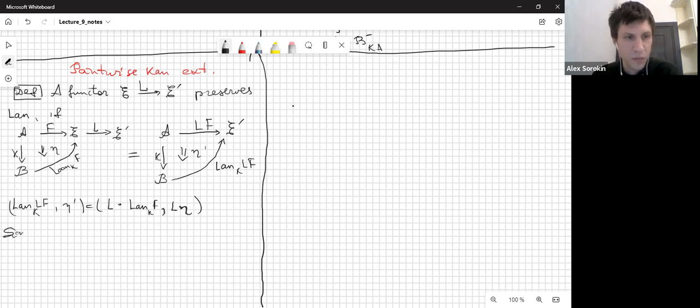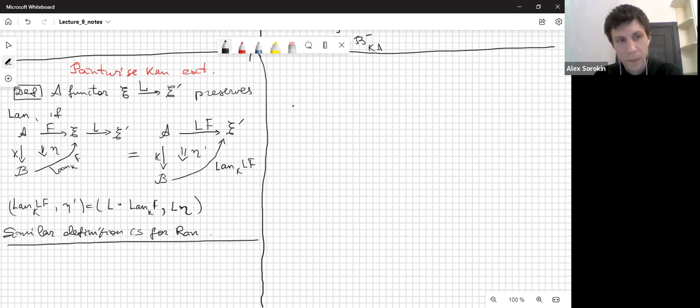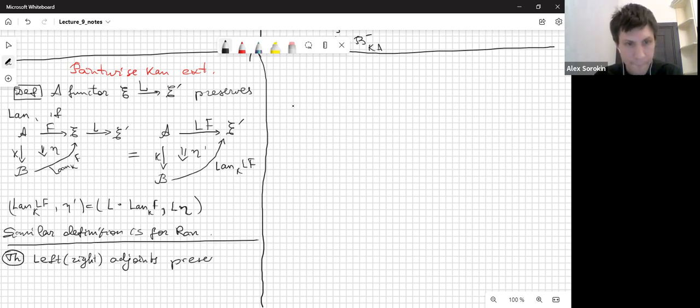So similar definition is for right Kan extensions. Well, it's not surprising that I call this functor L, because we have a theorem that can be very easily proved: left (in parentheses, right) adjoints preserve left Kan extensions (right Kan extensions, respectively).